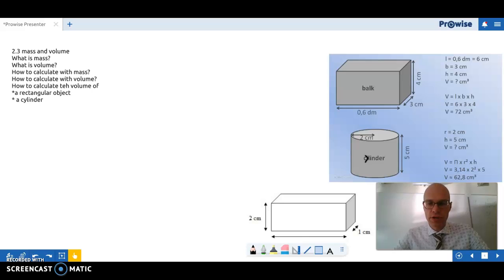Welcome to this movie of paragraph 2.3, the first movie. It is about mass and volume. What we're going to do is look at what mass is, what volume is, and how we calculate with them.